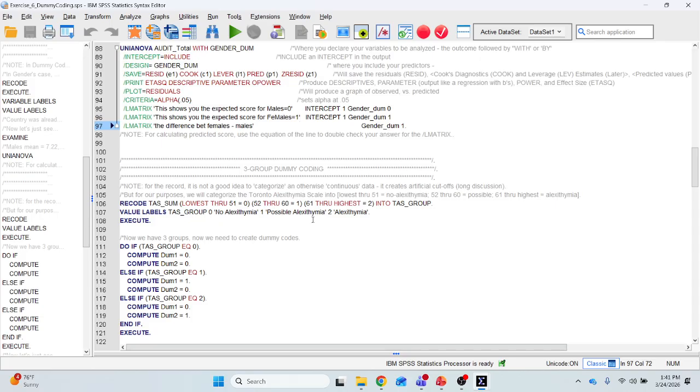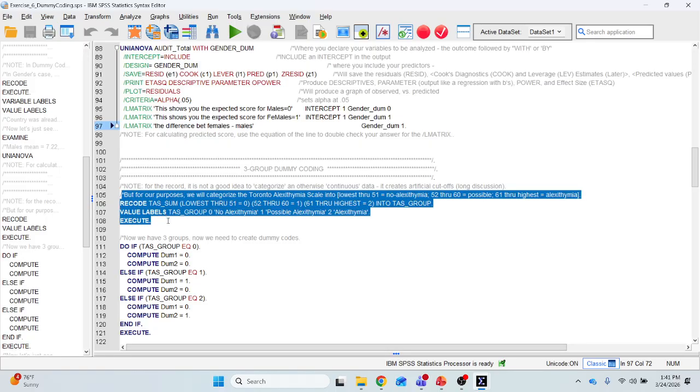But in this case, I don't have a 3 group. So what I'm going to do is I'm going to look at this alexithymia, and I'm just going to break them down into 3 groups. This is what I'm doing when I'm breaking them down. This is not the dummy code. I'm going to break them down. So what I'm doing here is I am going to recode my participants' scores.